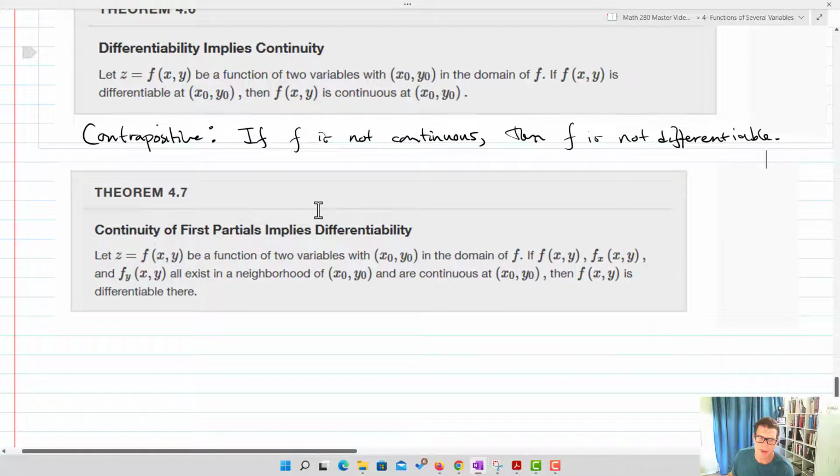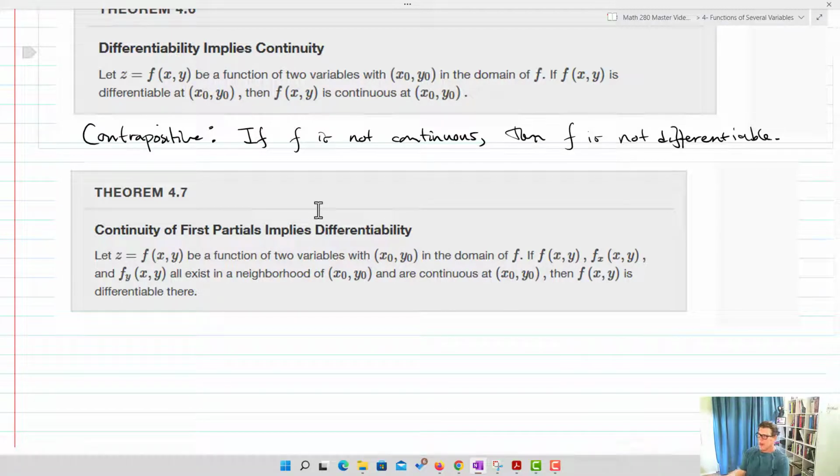The second theorem that we have here is continuity of first partials implies differentiability. And both of these, by the way, we're not going to be proving here because they are kind of complicated. It's beyond the scope of the class. But this is saying: let z equal f(x,y) be a function of two variables with (x0, y0) in the domain of f. If f(x,y), fx(x,y), and fy(x,y) all exist in the neighborhood of (x0, y0), so that's basically around those values, and are continuous at (x0, y0), then f(x,y) is differentiable there.